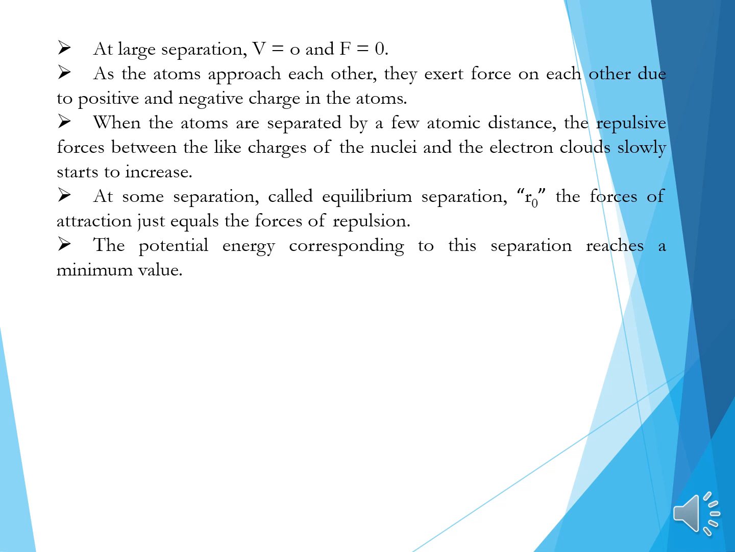Now, we can understand a few points from these graphs. At large separation V is equal to 0, F is equal to 0. As the atoms approach each other, they exert force on each other due to positive and negative charges in the atoms. When the atoms are separated by a few atomic distances, the repulsive forces between the like charges of the nuclei and the electron cloud slowly start to increase. At some separation called equilibrium separation r0, the forces of attraction just equal the forces of repulsion. The potential energy corresponding to this separation reaches a minimum value.